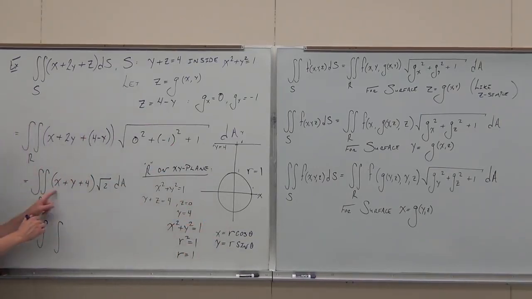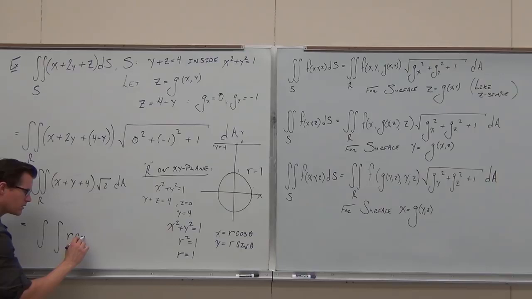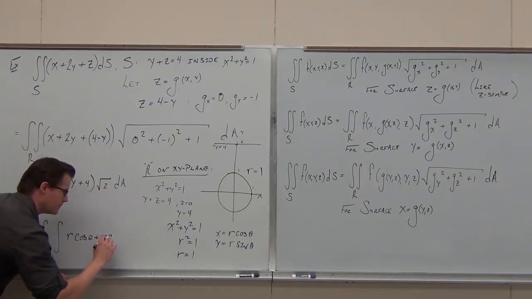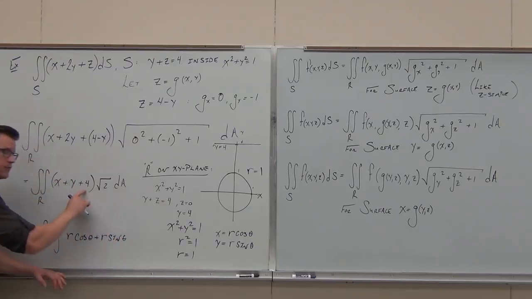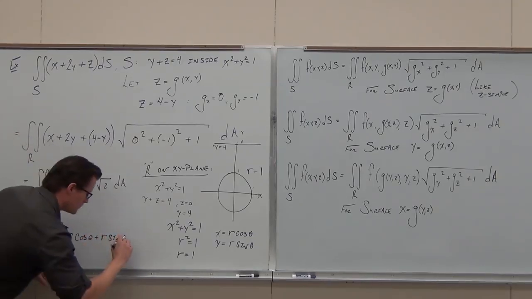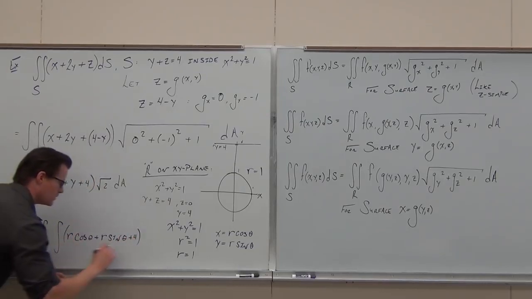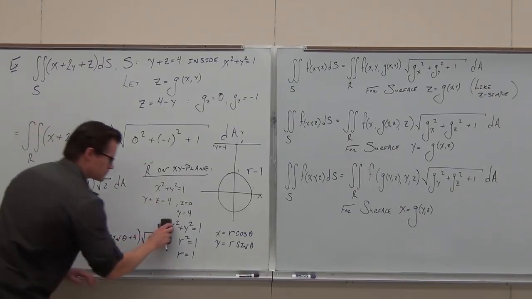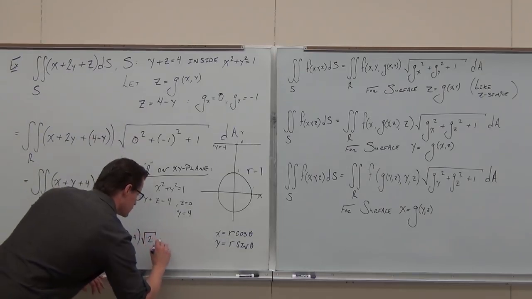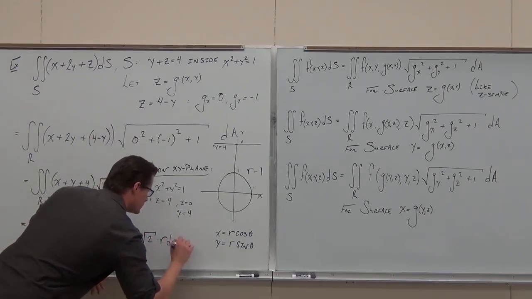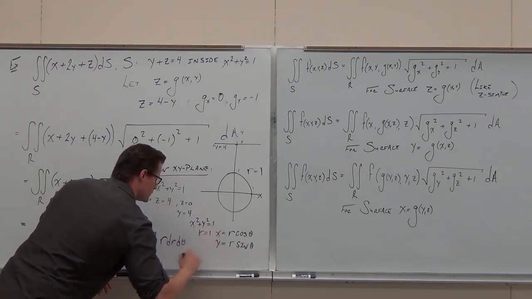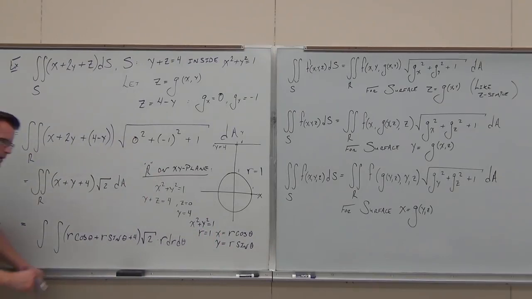So let's write that. Instead of x, I'd write r cosine theta. Plus, instead of y, I'm writing r sine theta. 4? Yeah. Square root of 2? Yes. Then what? And we know this already.